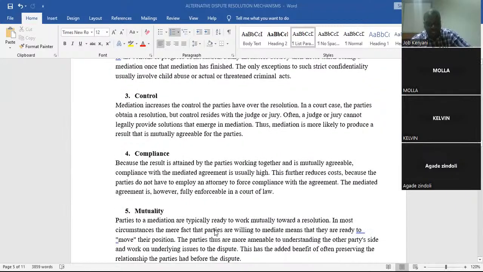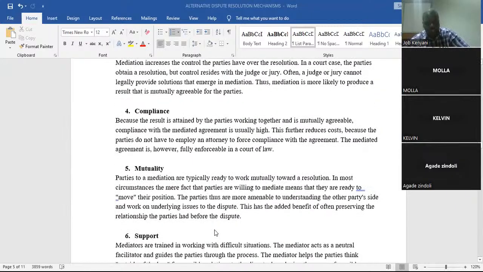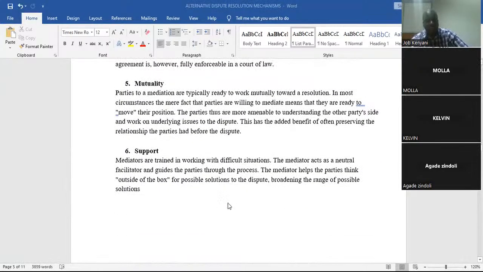Then mutuality. Parties to a mediation are typically ready to work mutually towards a solution. In most circumstances, the mere fact that the parties are willing to mediate means that they are ready to move their position. Then support. Mediators are trained in working with different situations. The mediator acts as a neutral facilitator and guides the parties through the process.